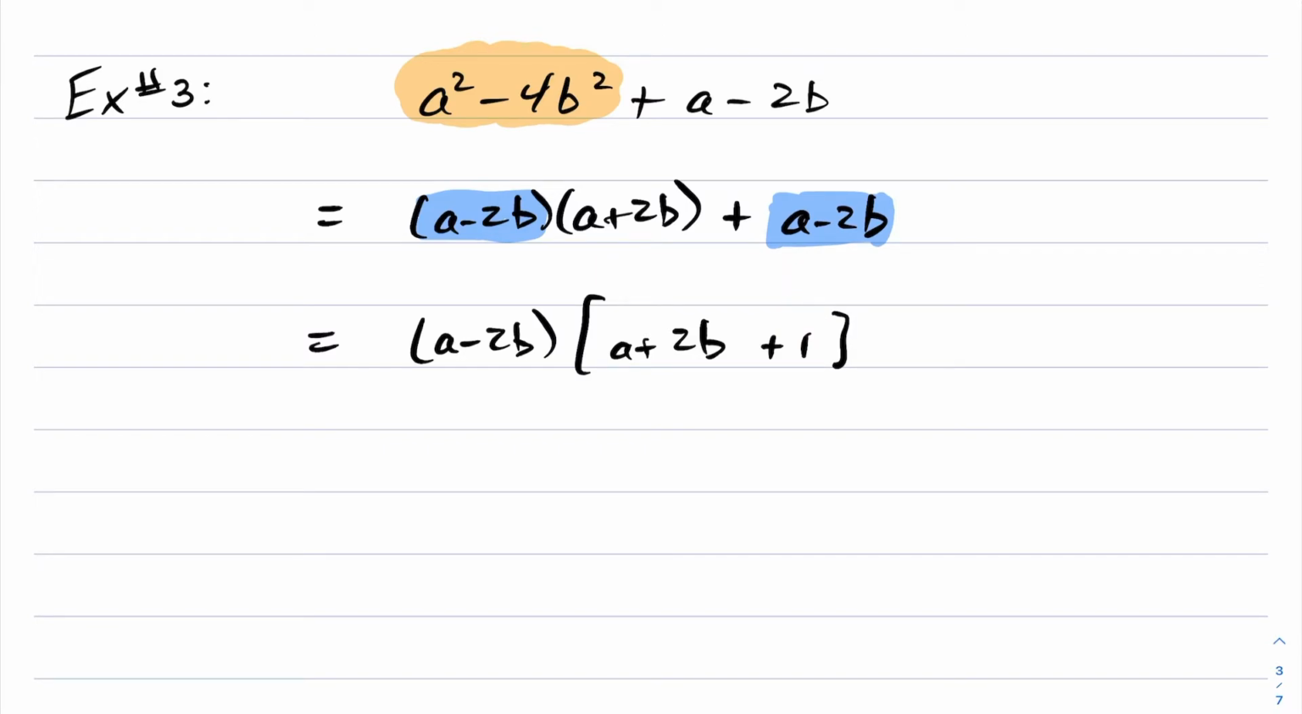So now this is fully factored. We should probably get rid of the square brackets and just rewrite this in complete form. Let's take a look at another example.